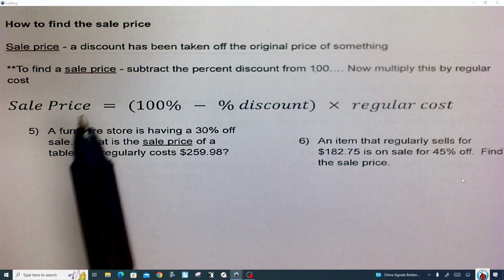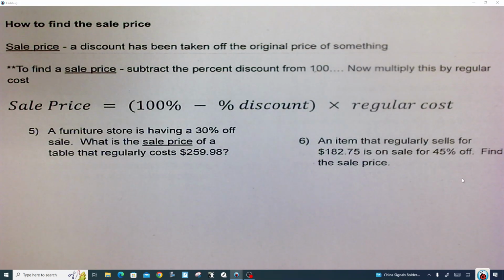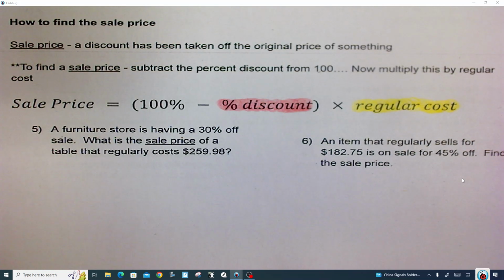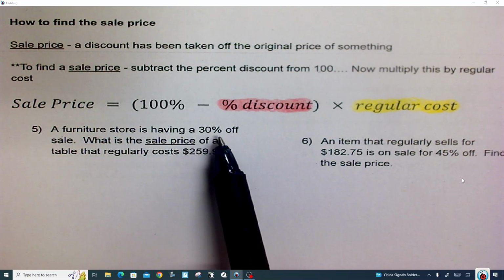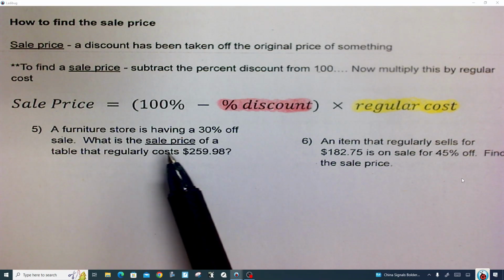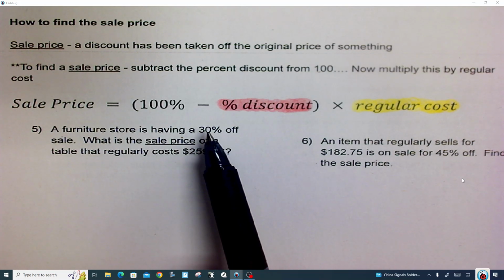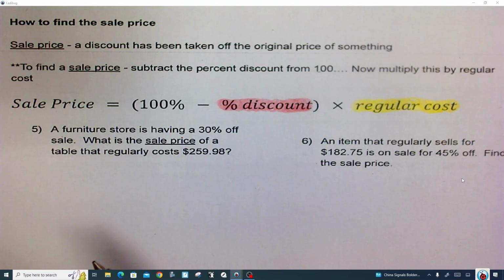Now to find the sales price, here's the basic: subtract the percent discount from 100, and then you multiply this by the regular cost. So the two things that we need are the percentage of discount and how much the item originally cost. So a furniture store is having a 30% off sale. What is the sale price of a table that regularly costs $259.98? So that's my discount. That's the first thing we need to use.